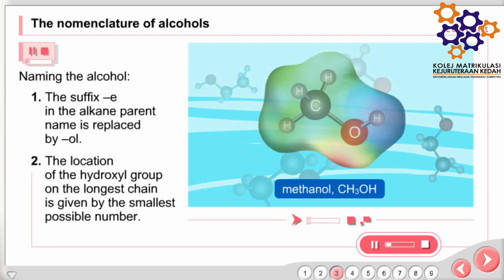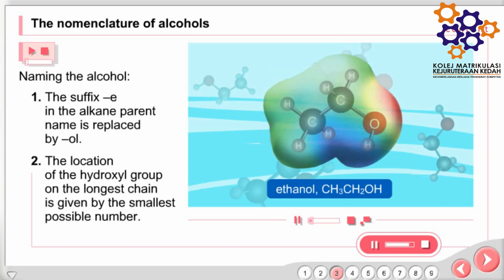Using the International Union of Pure and Applied Chemistry system, the name of an alcohol is derived from the parent name of the alkane, representing the longest chain of carbon atoms containing the hydroxyl group. To indicate that the compound is an alcohol, the suffix "ane" in alkane is replaced by "ol." The location of the hydroxyl group is given by the smallest possible number preceding the "ol" in the parent name. For example, butan-2-ol. The simplest alcohol is methanol, which is a derivative of methane, in which one of the hydrogen atoms has been replaced by a hydroxyl group.